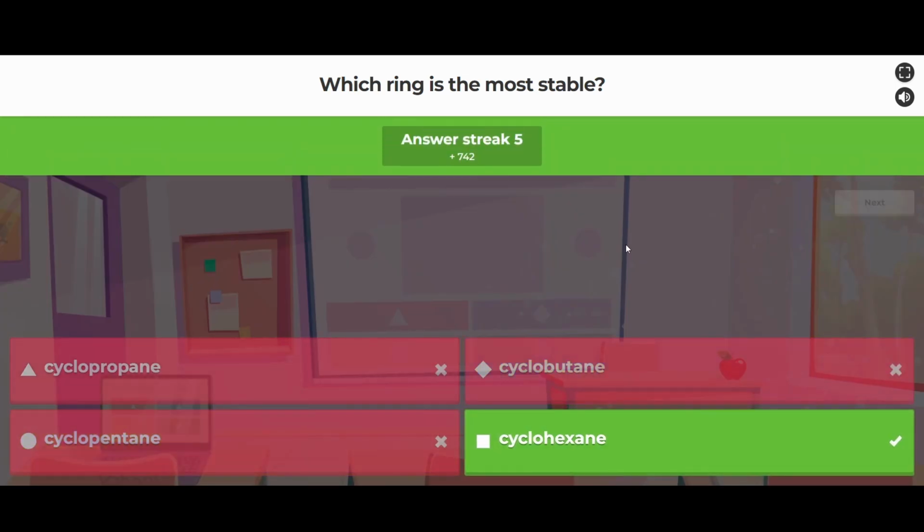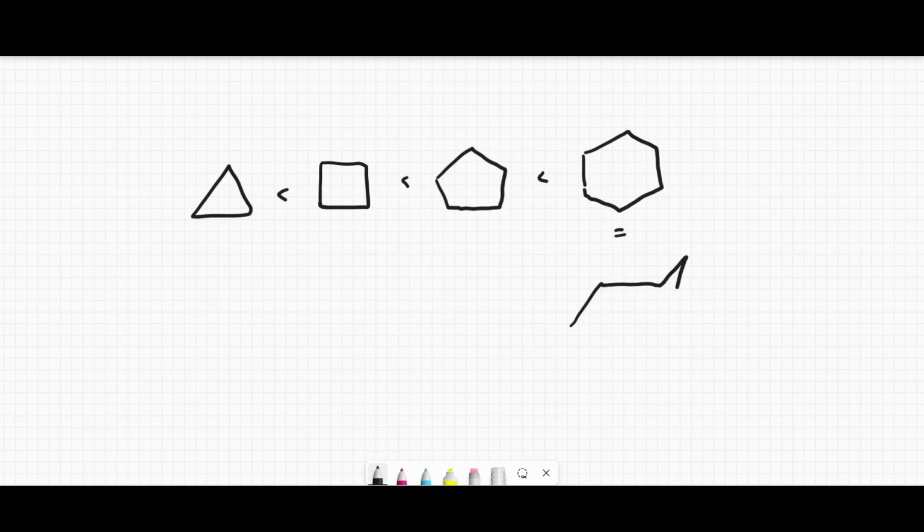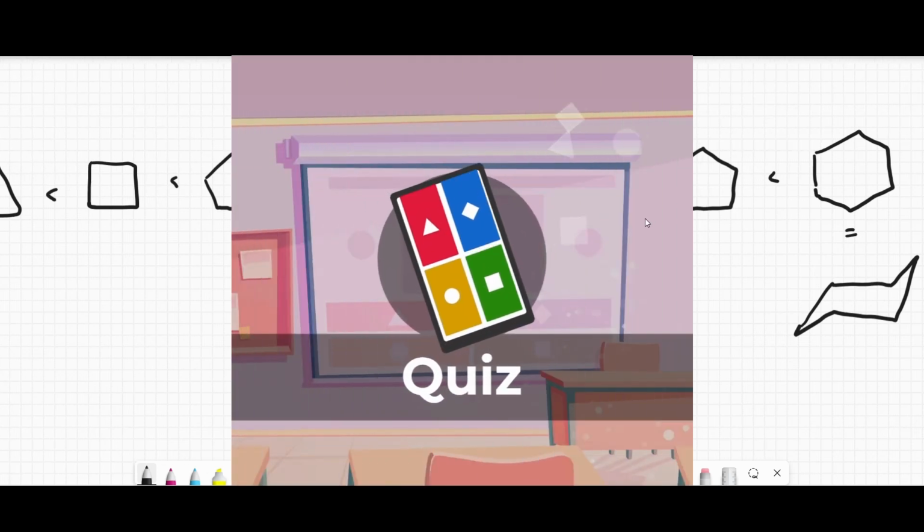Alrighty, so this one's a bit straightforward. With a lower number of carbons in the ring, you've got more torsional or angle strain. That's why cyclohexane is ideal, especially with its chair conformation.